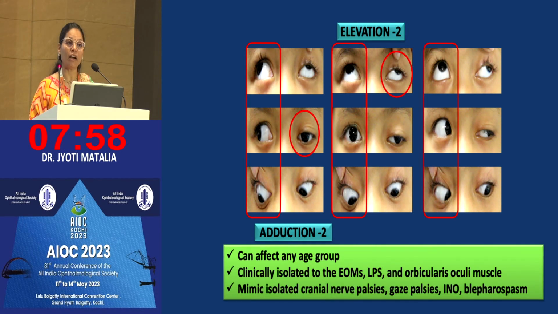You should know that it can affect any age group. It's clinically isolated to the extraocular muscles, the LPS and the orbicularis oculi, and can mimic any cranial nerve palsy, gaze palsies, internuclear ophthalmoplegia, and blepharospasms as well. So keep in mind, remember, it's a great mimicker.